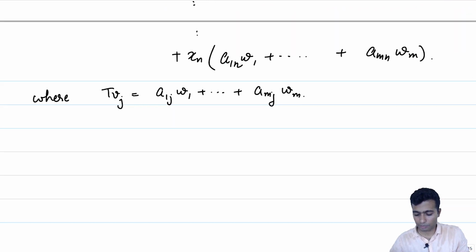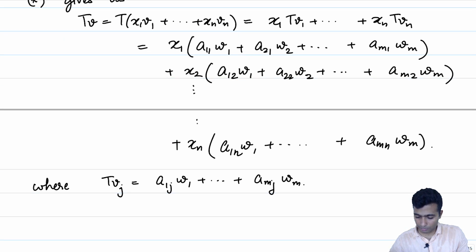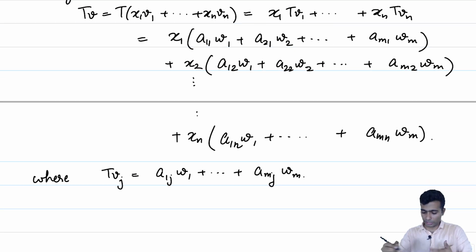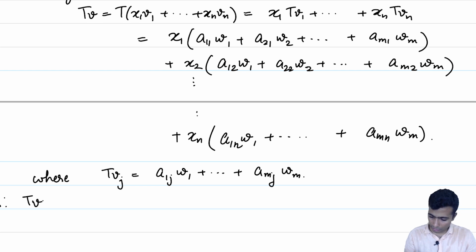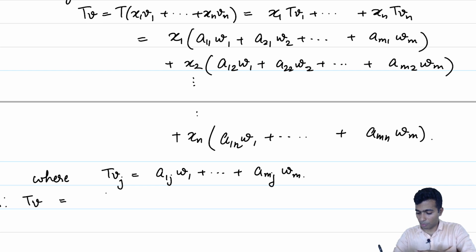Each of the Vj can be written like this. Let me just maintain this because now we can rewrite this. Therefore, TV, if you observe carefully after rewriting, will turn out to be a linear combination in terms of W1, W2 up to Wm.